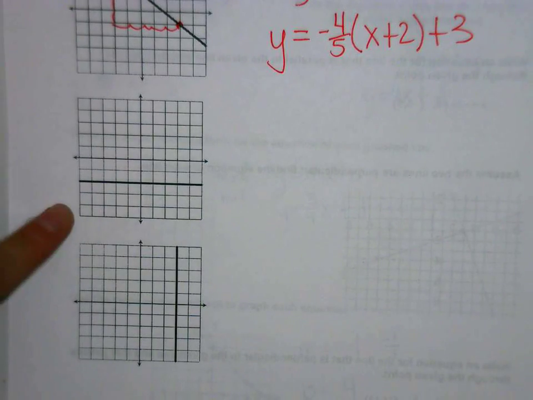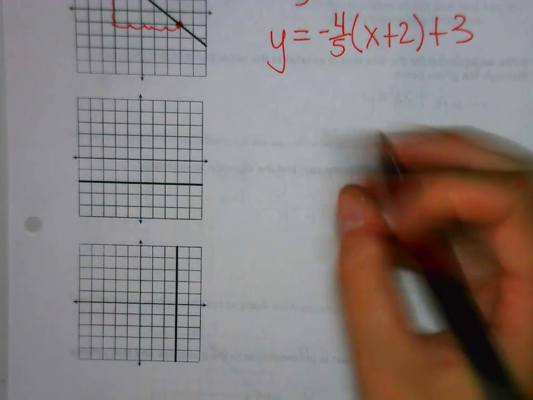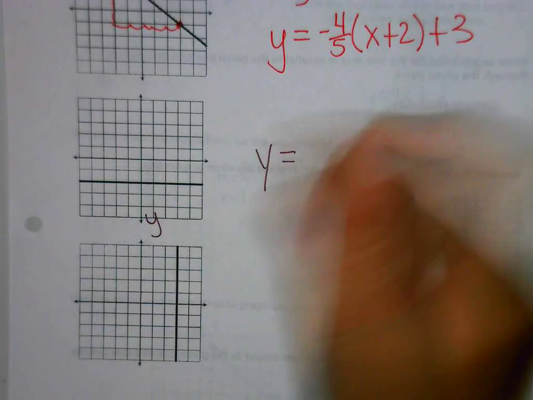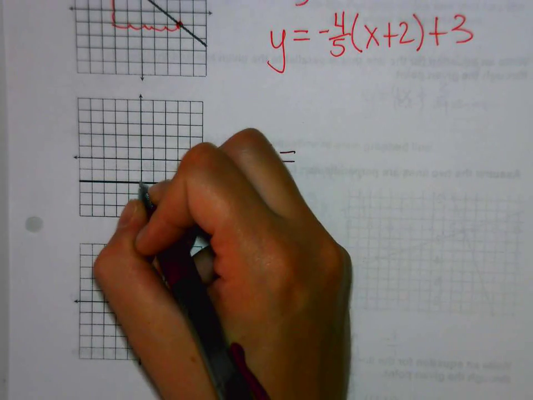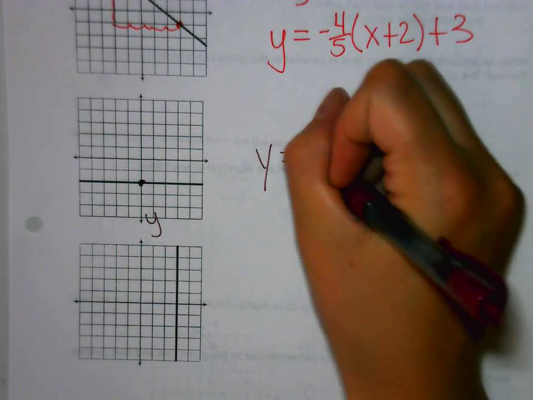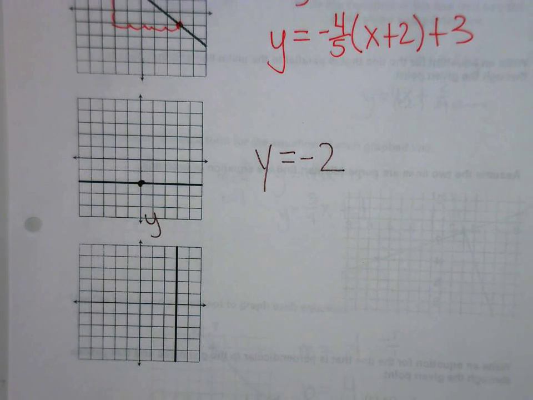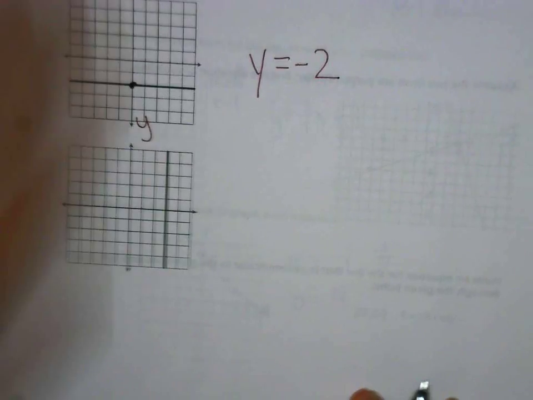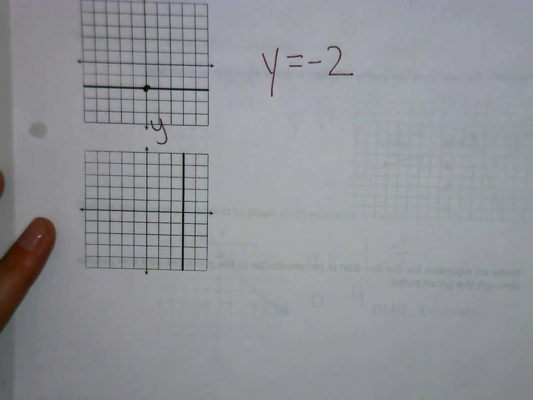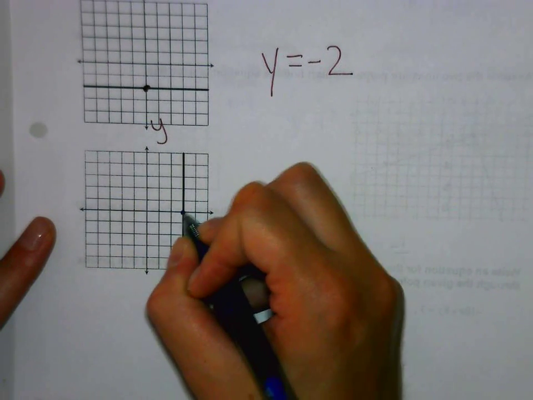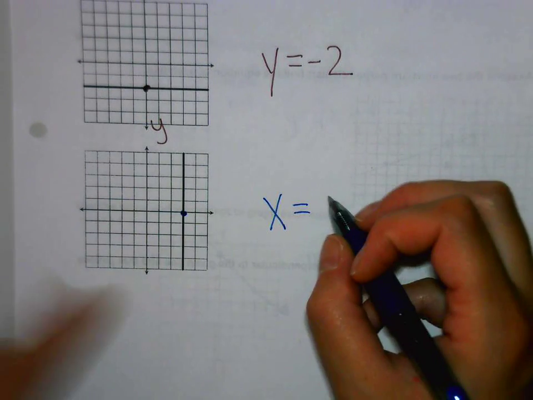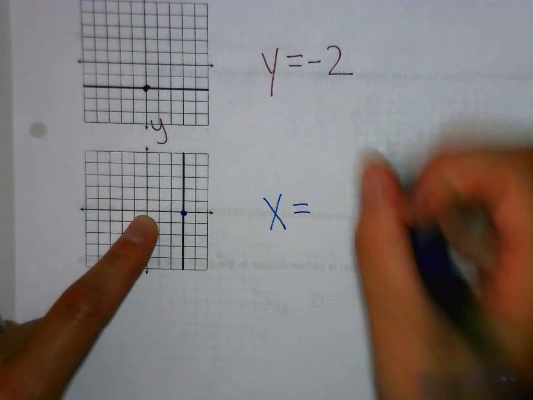Now what happens when we have a horizontal line? Take a look, it's crossing the y-axis. Since it's crossing at a negative 2, our equation is y equals negative 2. Here we have a vertical line. All vertical lines will be crossing the x-axis. Since it intersects the x-axis at 3, it's x equals 3.